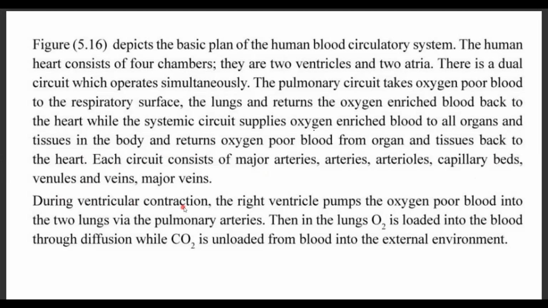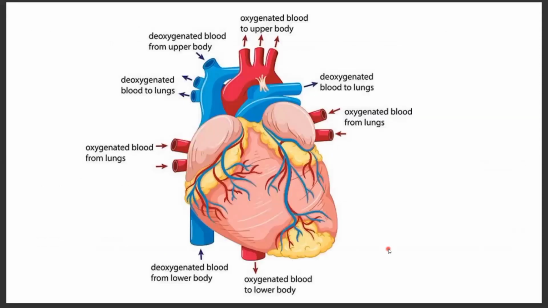During ventricular contraction, the right ventricle pumps the oxygen-poor blood into the 2 lungs via the pulmonary arteries. Then in the lungs, O2 is loaded into the blood through diffusion, while carbon dioxide is unloaded from the blood into the external environment.